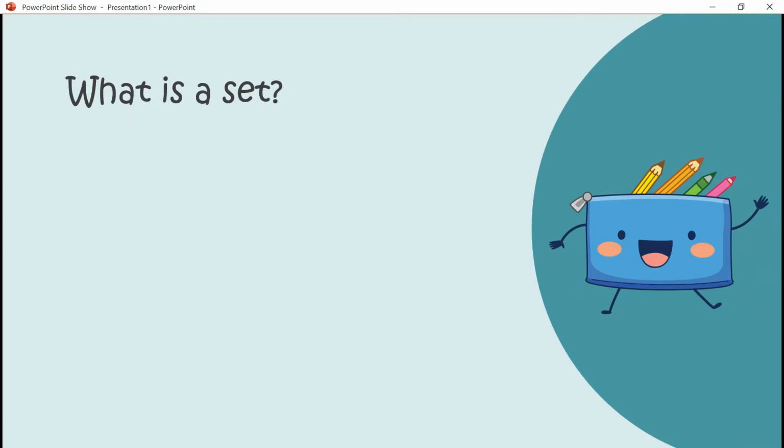So, what is a set? A set is a well defined collection of distinct objects. So, what does the term well defined mean? It means that we have a set criteria of what defines whether an element belongs to a set or does not belong to a set. And the second important thing to note over here is it's a collection of distinct objects, which means that we won't have any repetitions or duplicate values in our set.